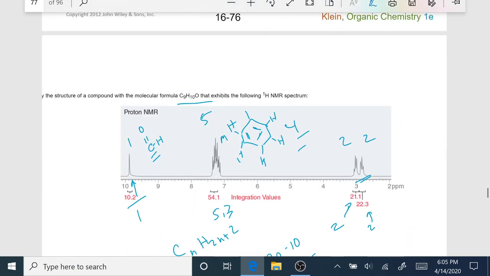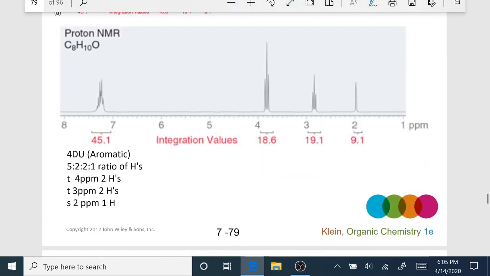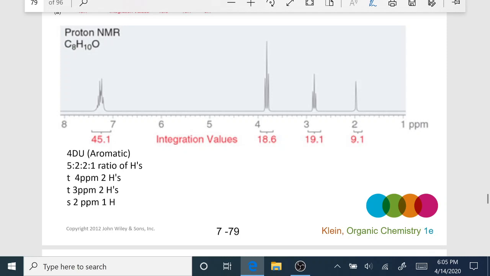Yeah, this is a different one. Okay. So let's do this next one. So we've got 45, 18, 19, and 9. That gives us a 5. If we divide everything by 9, a 5 to 2 to 2 to 1 ratio. So I divided 45, 18, 19, and 9 by 9, and I got those ratios.